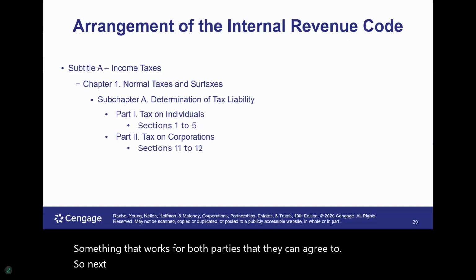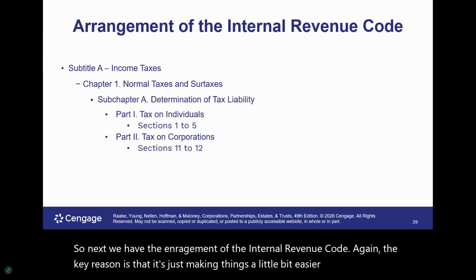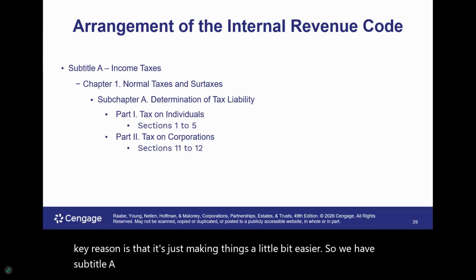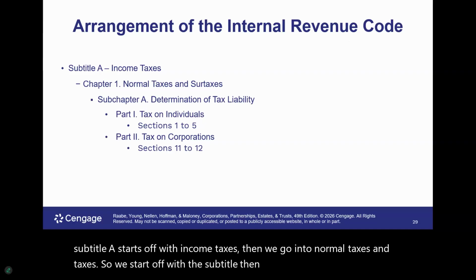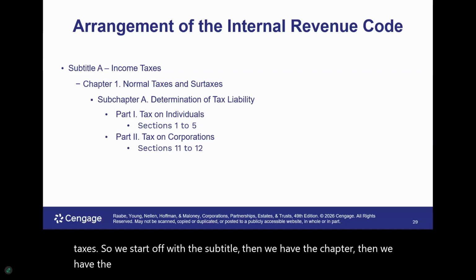So next we have the arrangement of the Internal Revenue Code. Again, the key reason is that it's just making things a little bit easier. Subtitle A starts off with income taxes, then we go into normal taxes. So we start off with the subtitle, then we have the chapter, then the subchapter, then part one, then part two. It just makes life so much easier, right?